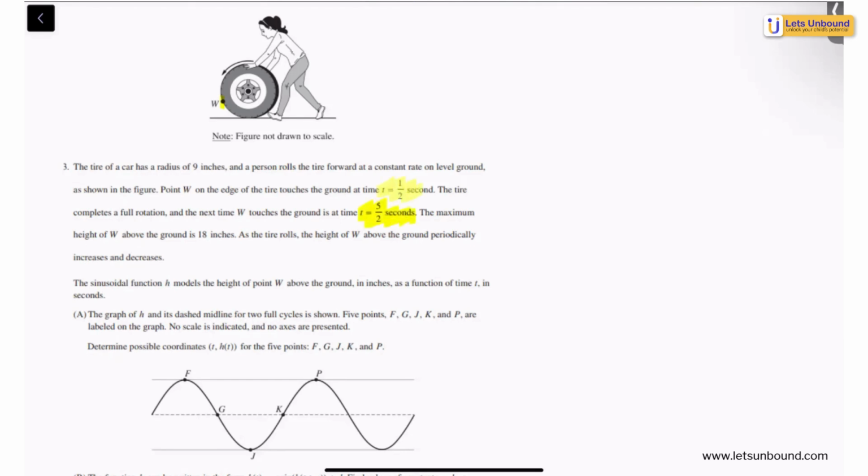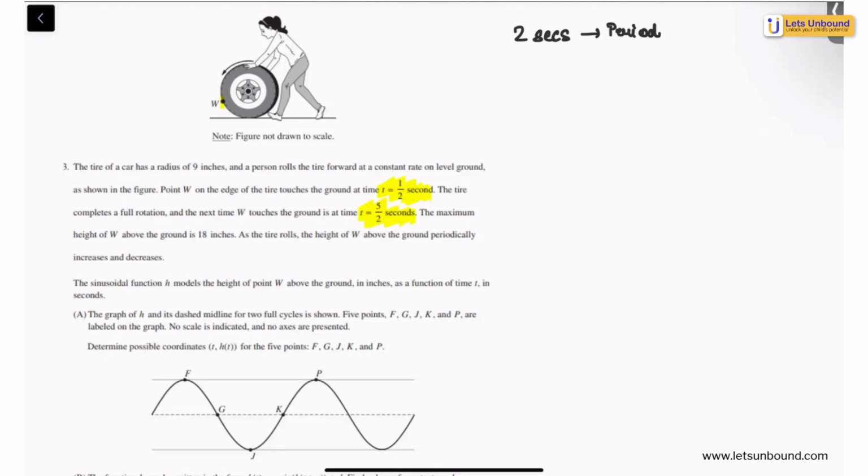So from half a second to 2.5 seconds, it takes 2 seconds for one complete revolution. This is an important point, and it will help us form the period of the graph. Next, the maximum height above the ground is 18 inches. As the tire rolls, the height of W above the ground periodically increases and decreases.